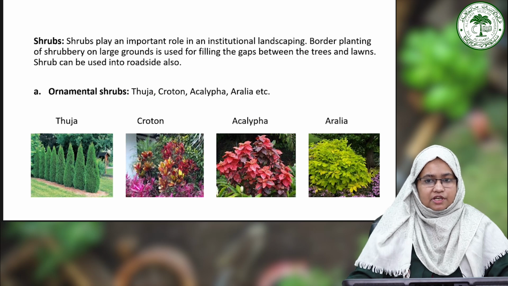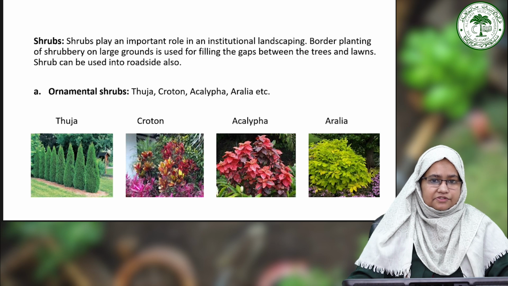Next type is shrubs. Shrubs play an important role in institutional landscaping. Border planting of shrubbery on large ground is used for filling the gaps between the trees and lawns. As we can see in this image, thuja is used for creating the borders. This one is the croton, eclypha, aralia. These are the shrub plants used in institutional gardens.